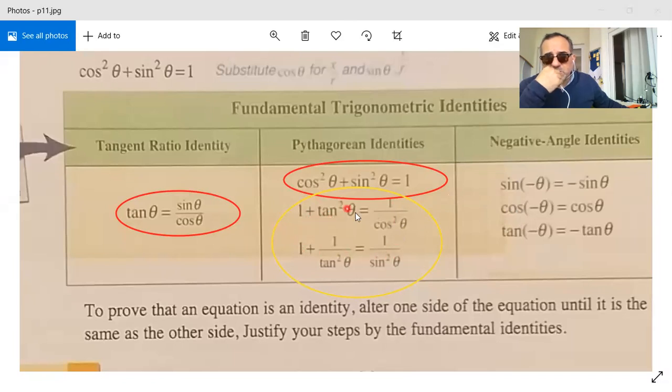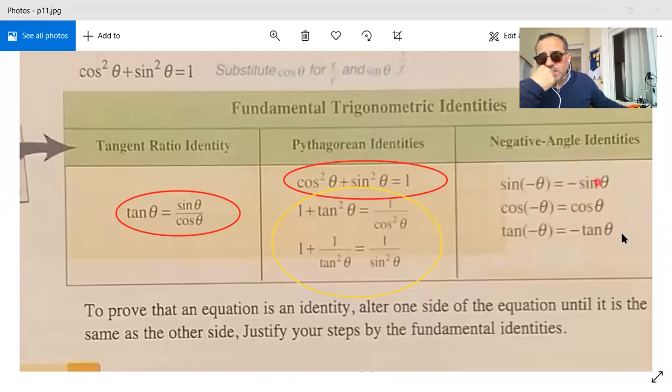1 plus tan square theta equals 1 over cosine square theta, and 1 plus 1 over tan square theta is equal to 1 over sine square theta. These are identities. And negative angle identities: sine minus theta is equal to minus sine theta. For sine negative, we write the negative as a coefficient, outside the sign. But for cosine, we remove the negative. Cosine minus theta is equal to cosine theta. No negative.